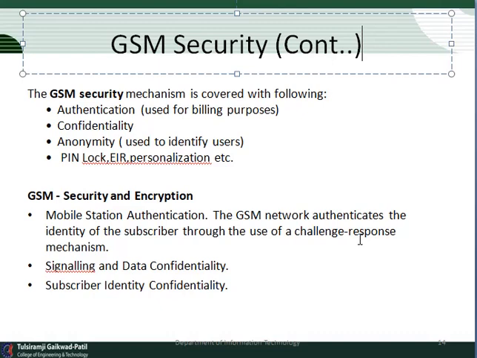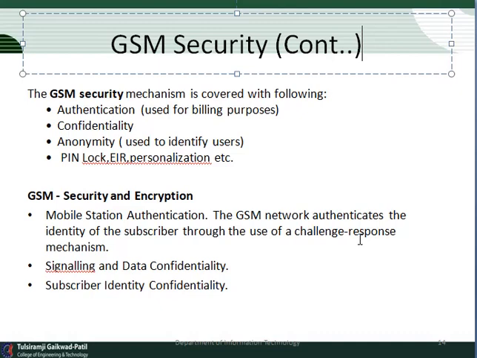After that, other security attributes: pin lock and EIR personalization, as we already discussed. After that, GSM security and encryption. What is security and encryption?